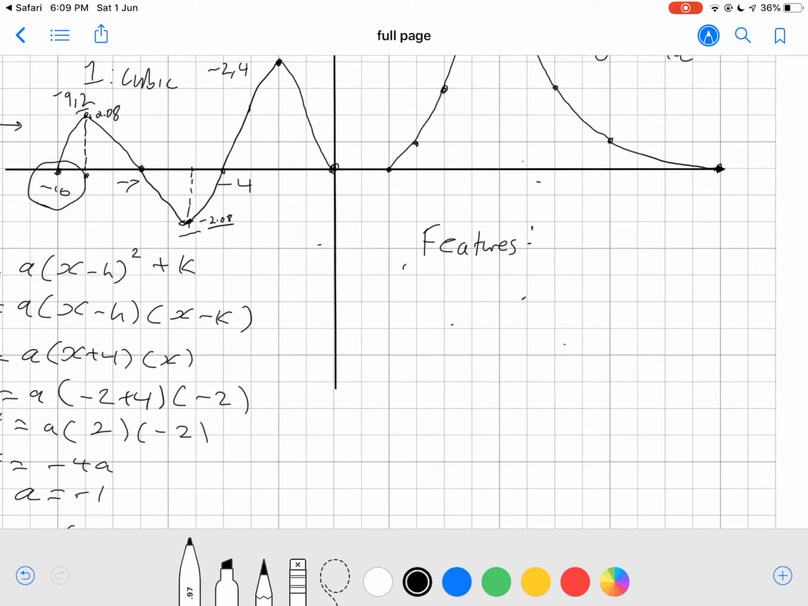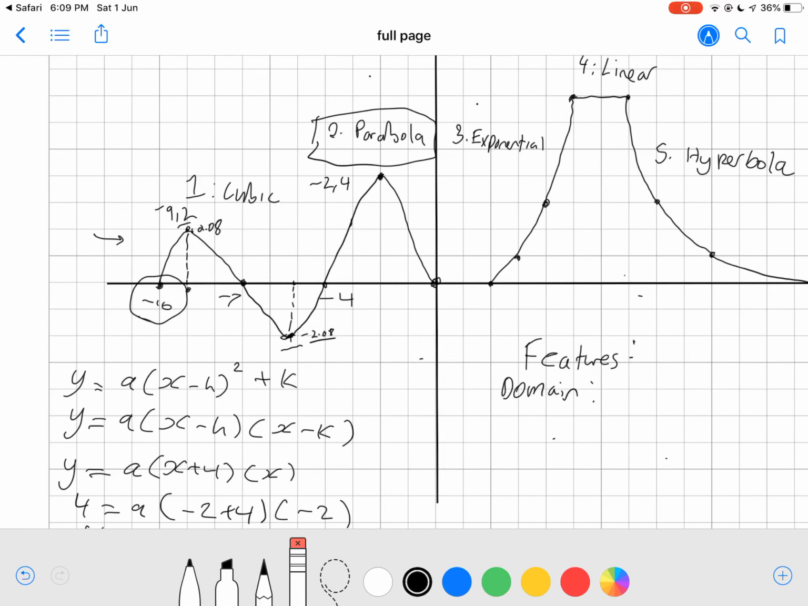So for features, we have our domain. As you can see in the diagram, the graph starts at x equals negative 4 and ends when x equals 0. So x is greater than or equal to negative 4, and x is less than or equal to 0.